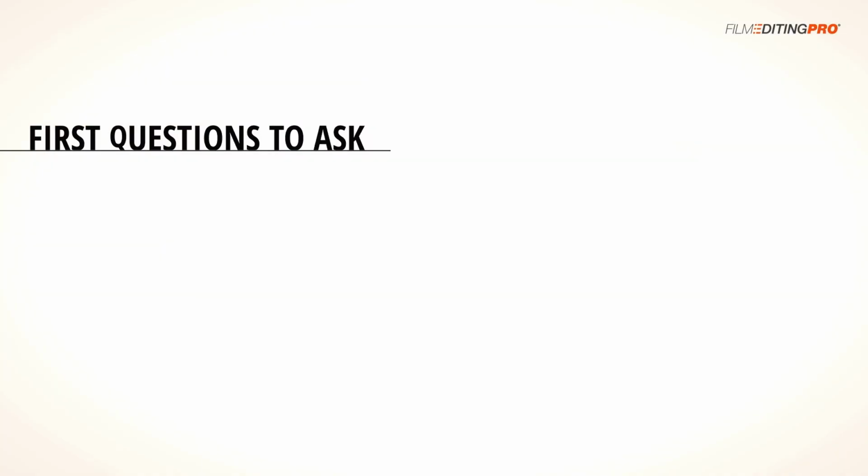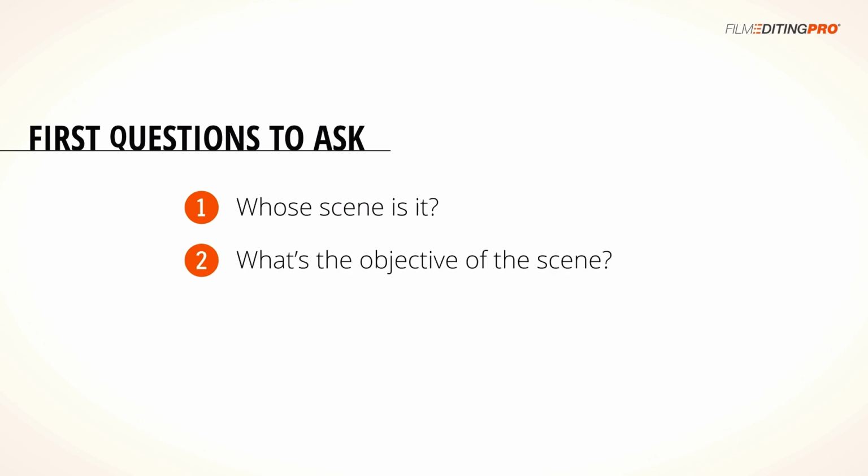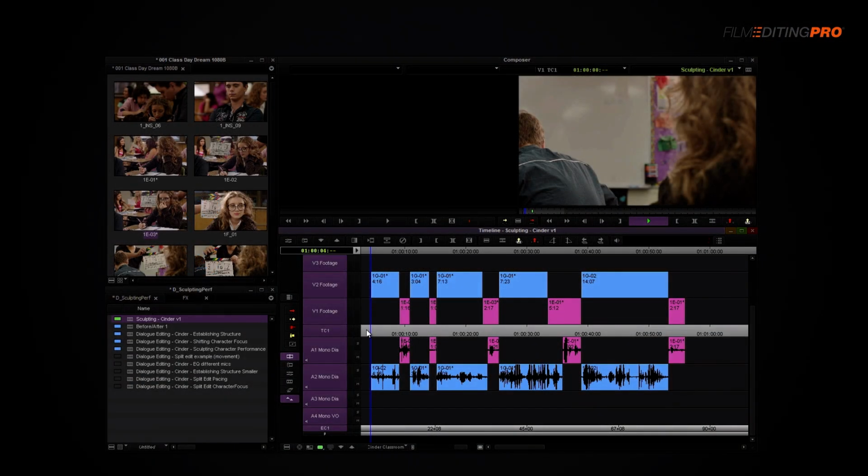When you're cutting a dialogue scene, the first thing you need to figure out is whose scene is it and what's the objective of the scene? Which beats, plot points, and character details should the scene be developing? Now, let's watch the scene that we structured out earlier to refresh our memories.